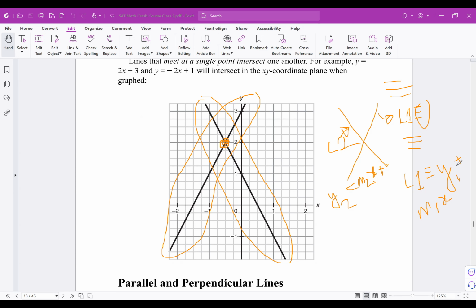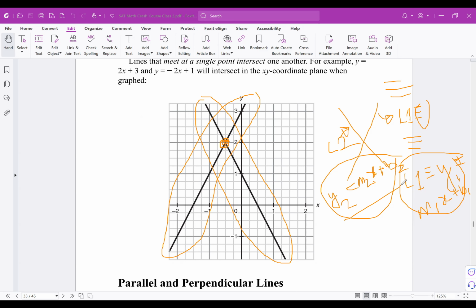y1 equals m1 x plus b1, y2 equals m2 x plus b2. So what is the meaning of having a particular solution? If you solve these equations, you would get a particular solution, an individual solution. What is the meaning of intersection? The meaning of intersection is getting a particular solution for solving two linear equations.